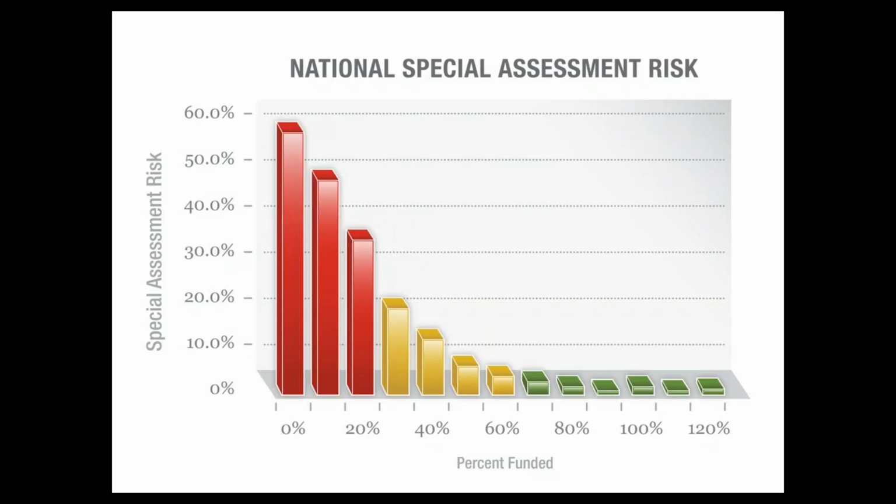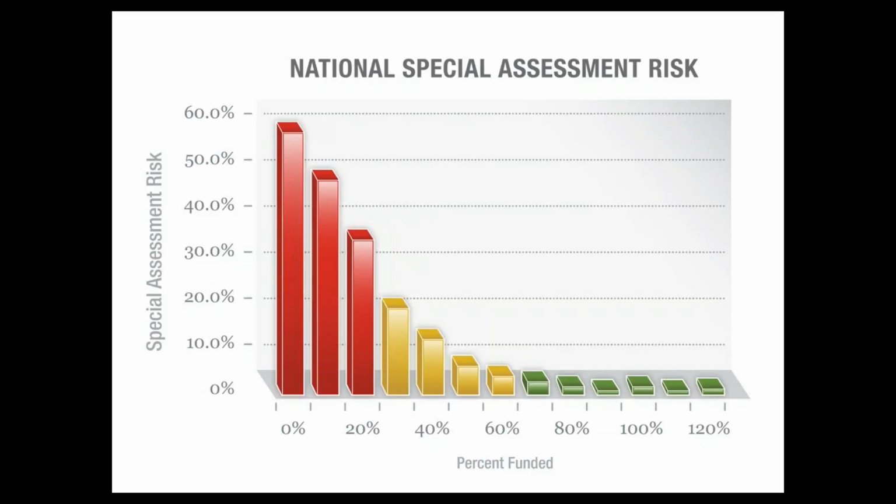Well, if they underfund the reserves, hopefully we've been making the point that the bills need to be paid. And if you aren't paying the bills, then the bills are going to get ahead of the reserve balance, and that increases the chance of a special assessment. You can see on this chart, it's the national special assessment risk. I've plotted it on a percent funded scale with a low percent funded, 0, on the left, and a high percent funded on the right. 100% is ideal, 0% means they have no money.